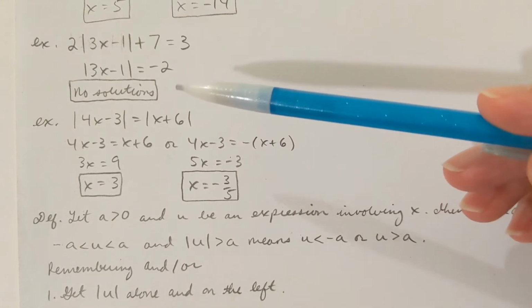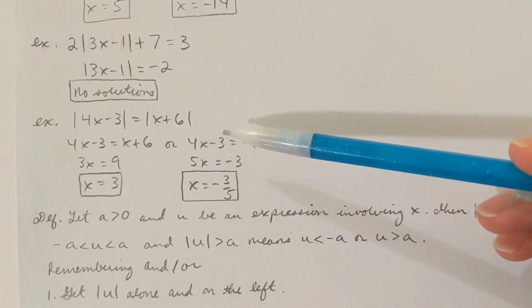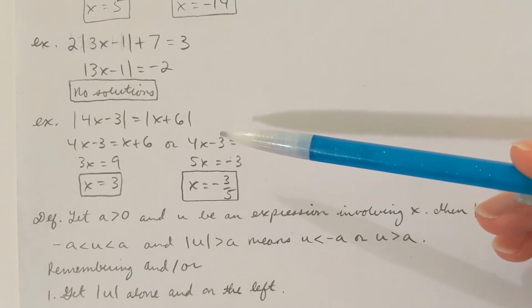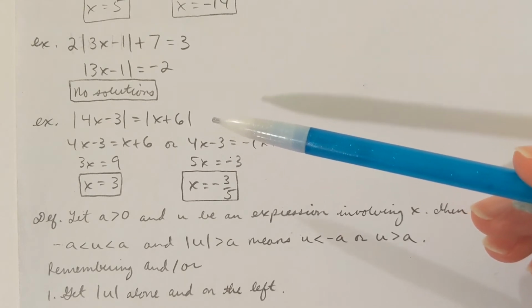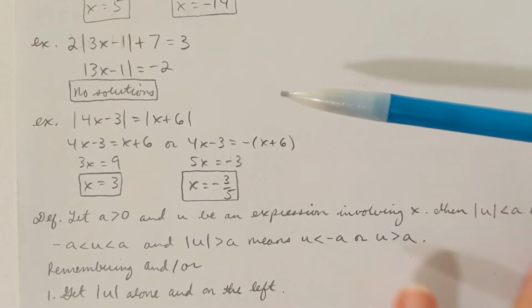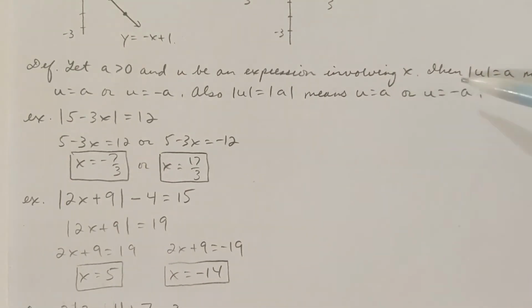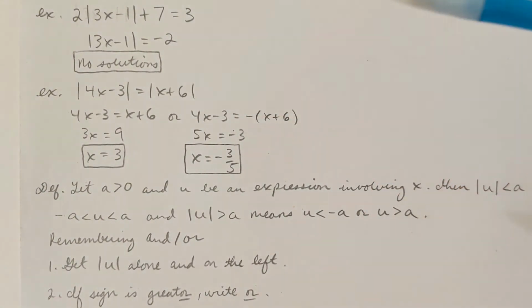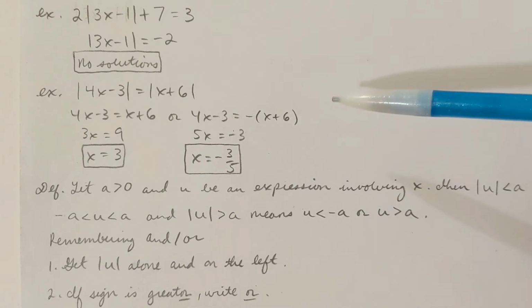Okay, so let's take a look at another example. The absolute value of 4x minus 3 equals the absolute value of x plus 6. And so, well, the definition is going to be the same here. We've got two equations, u equals a or u equals negative a. So the first one, u equals a, means that 4x minus 3 equals x plus 6, or 4x minus 3 equals negative the quantity x plus 6.